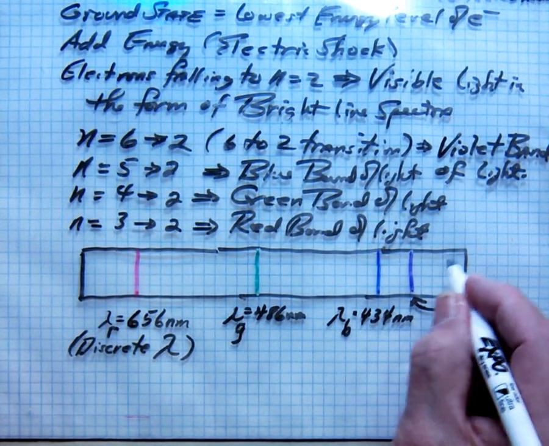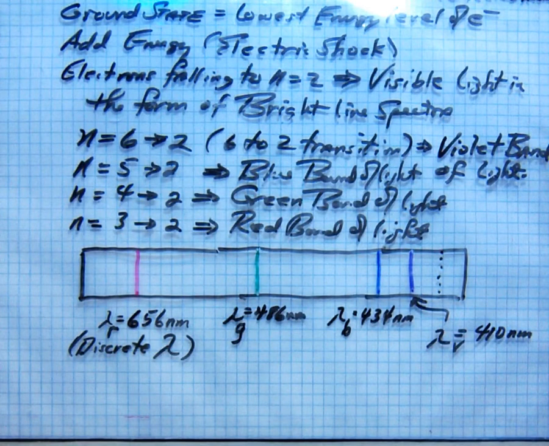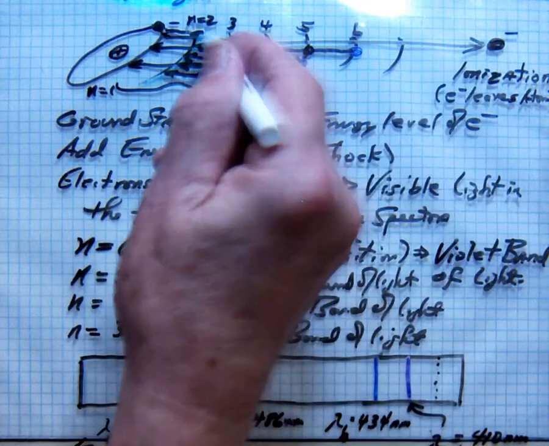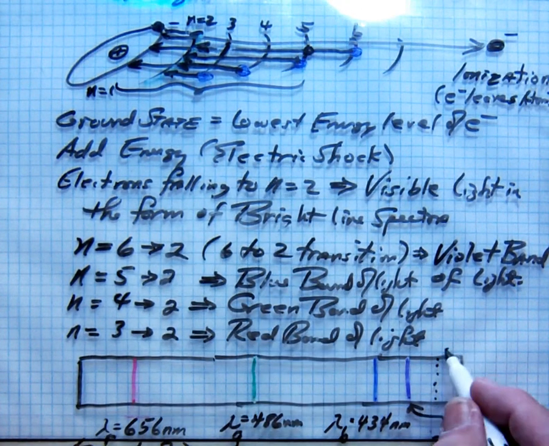410 nanometers. Now they do have one out here, another line that you can't see. If you go back to the atom, there is a 6-to-2 transition. But because of the amount of energy and the distance of the fall, it's a lot of energy. It goes into the UV range. You can't see it out there. But it has been determined to be about 397 nanometers.